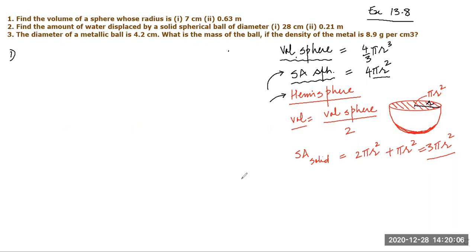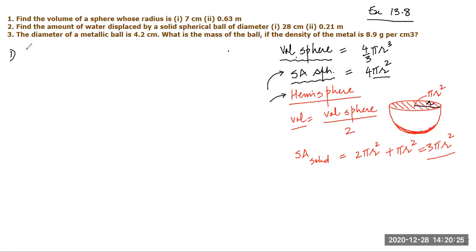What is the surface area of a solid hemisphere? 4 pi r square. Surface area, no, so that is wrong. The surface area of a solid hemisphere is 2 pi r square plus pi r square. So that is equal to 3 pi r square. Okay? Be alert. All right.